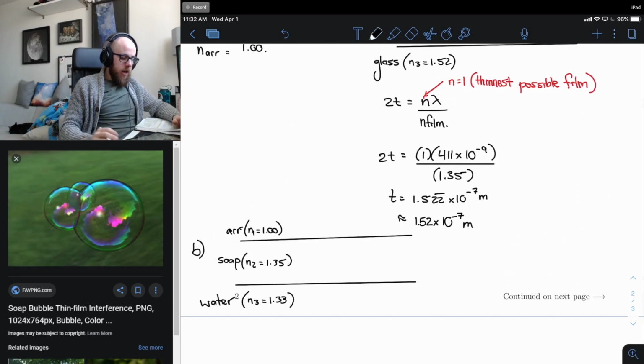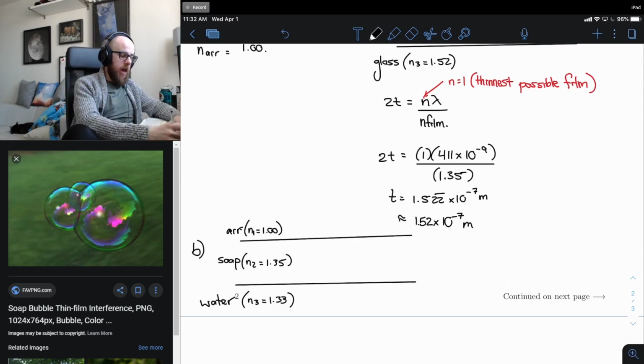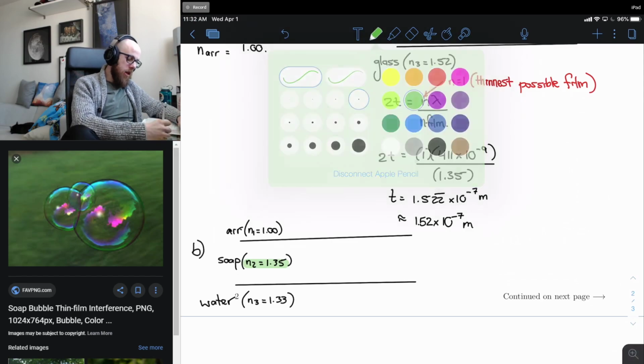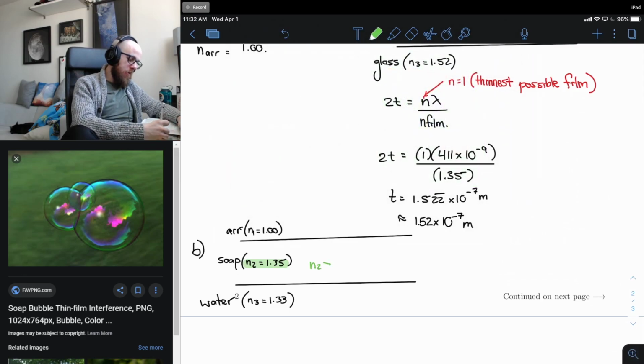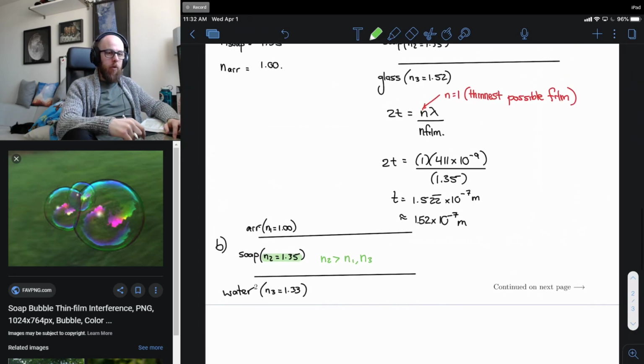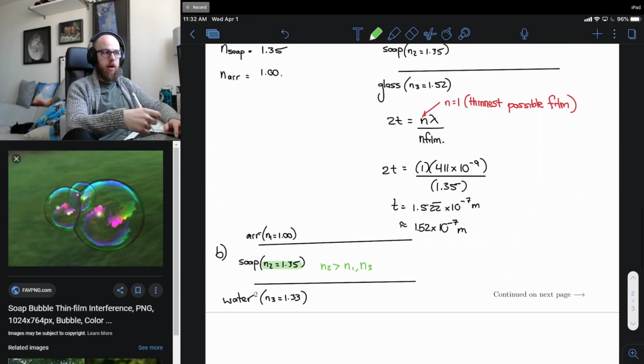Okay. Now, looking at this scenario instead, we should immediately notice that the index of refraction of our film, of our soap, is bigger than the other two, right? So here we immediately notice that N2 is bigger than both N1 and N3. Okay. And so we're actually going to use our second set of formulas for this part of the question, right?